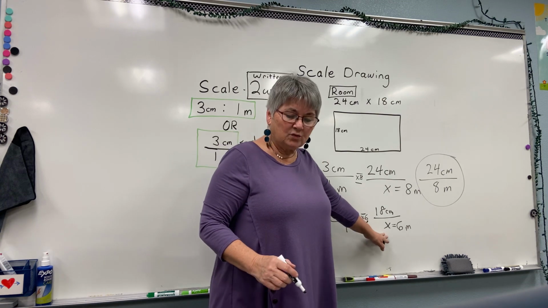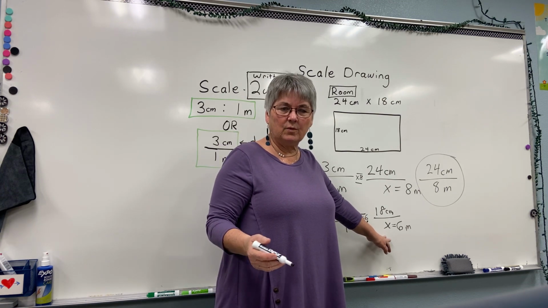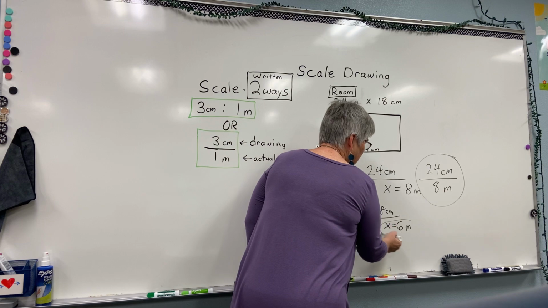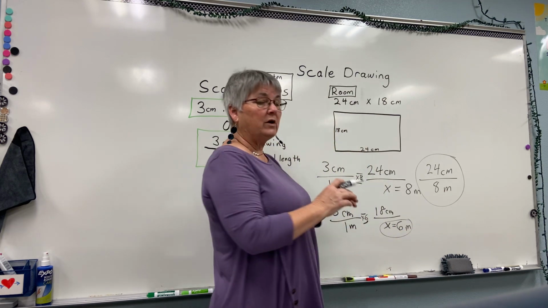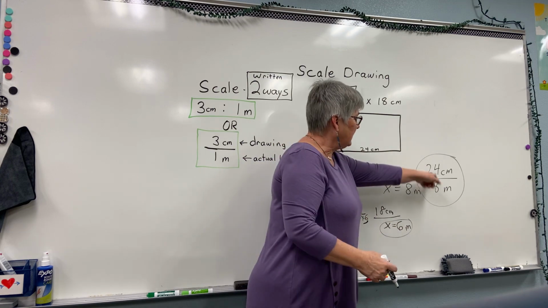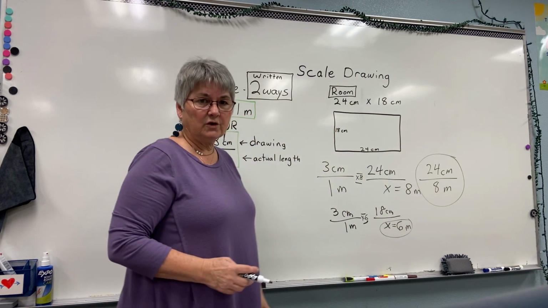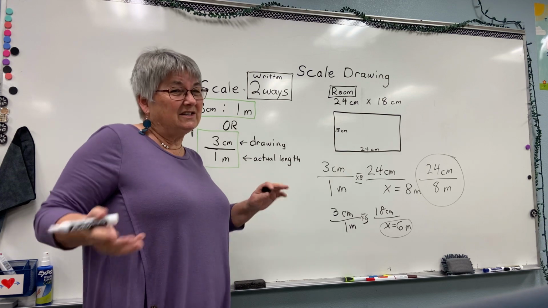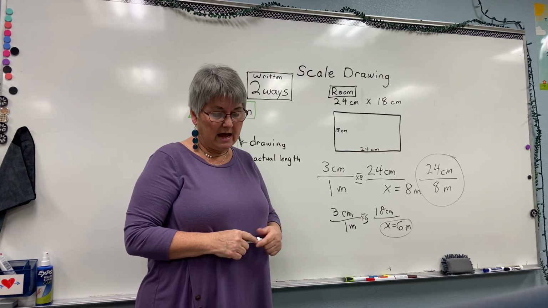So if they just want to know what X is, what the actual length is, you are allowed to just circle that part. But if they want to know the whole ratio, you need to write it like this and circle it. So you have to read your instructions to see what they're asking for, okay?